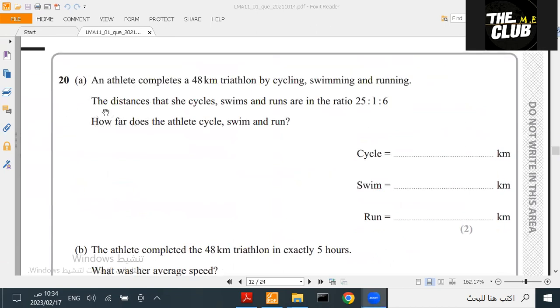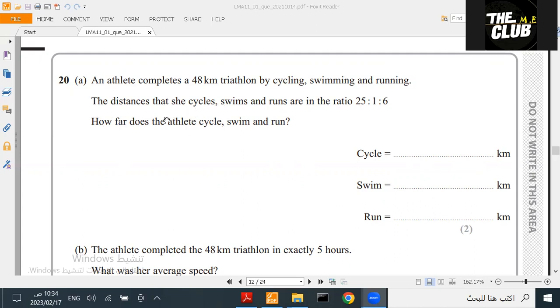Question 20. An athlete completes a 48 kilometer triathlon by cycling, swimming, and running. The distances that she cycles, swims, and runs are in the ratio of 25 to 1 to 6 in order. طبعا هذا معناها cycle، هذا swim، هذا run. تمام؟ How far does the athlete cycle, swim, and run? خلاص نبغى نطلع بالضبط كم kilometers for each one of them.